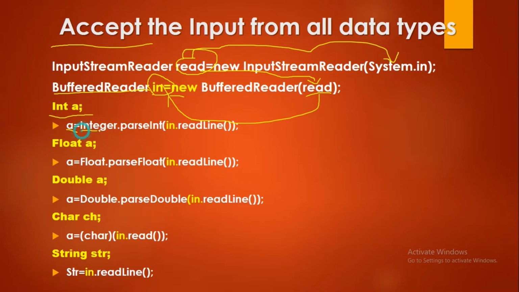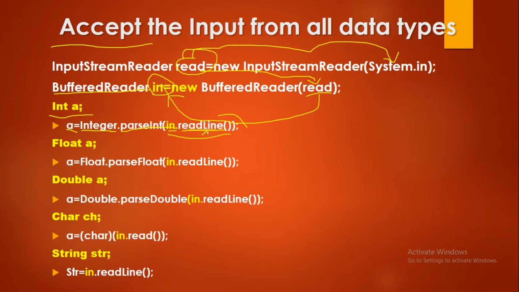First of all, we put Integer for integer type of data, then dot parseInt, and then in dot readLine. See the readLine function we are using here; in is a BufferedReader class object. Through that BufferedReader class object, we are accepting the input from the keyboard. That will come in the form of a string. The readLine function takes the input in the form of a string or character.